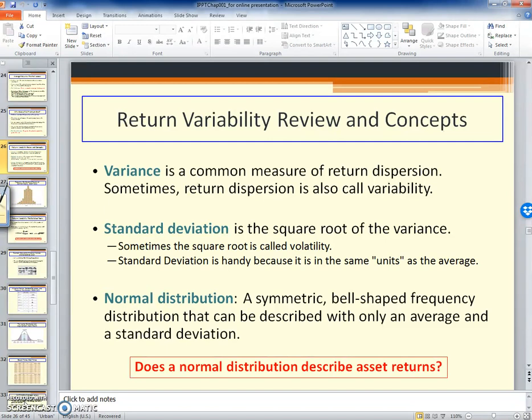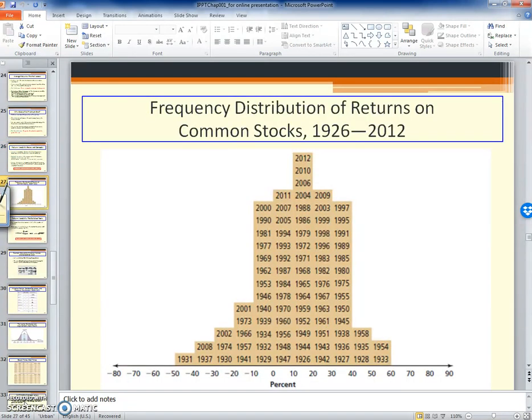And then you have a normal distribution. A normal distribution, of course, is a bell-shaped frequency distribution that can be described with only an average and a standard deviation. So let's look at the idea of risk in the form of a frequency distribution of returns on common stocks.